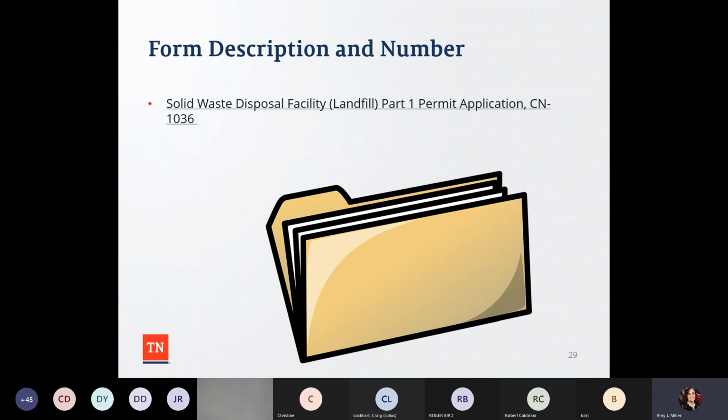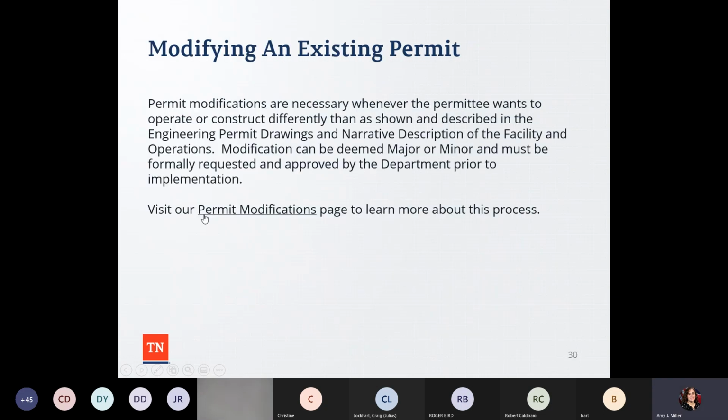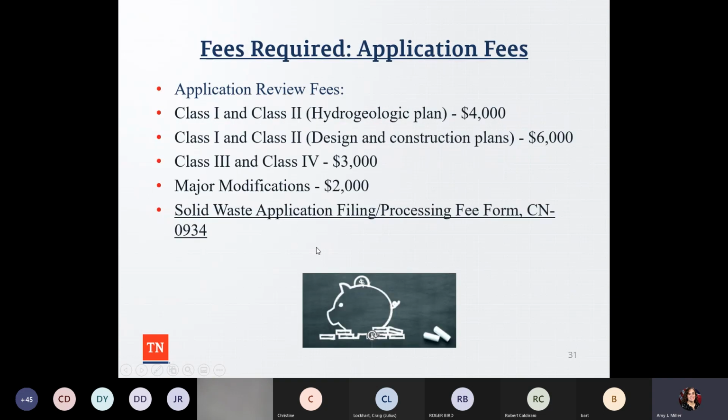And then there's also the permit application. This is just a link here to be able to click on that. And then someone can modify an existing permit. So let's say that the permittee wants to operate or construct differently than is shown and described in the engineering permit drawings and narrative descriptions of the facility. So again, modifications can be deemed major or minor and have to be formally requested to the department prior to the implementation. So then there's a permit modification page that you can click on to get the paperwork if somebody needed that.